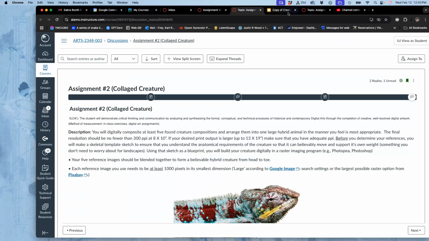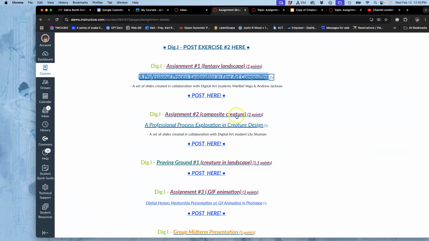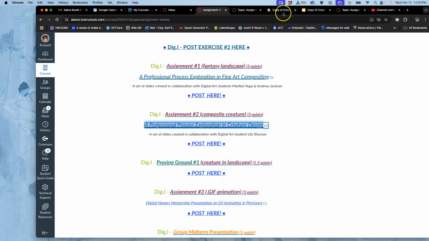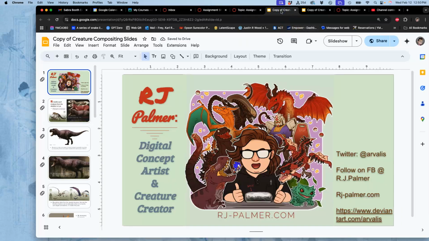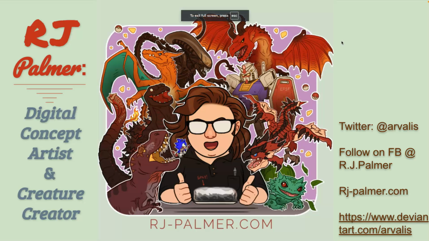Now let's look at the supplemental professional process for creature design. And you'll see how they build on each other. So this is an artist named R.J. Palmer, who a student presented on about 10 years ago. And this was someone who is very similar to a lot of you in the early 2000s, was only posting kind of their own digital fan art on social media, on DeviantArt.